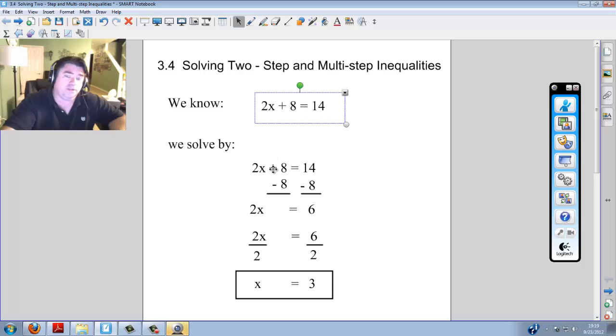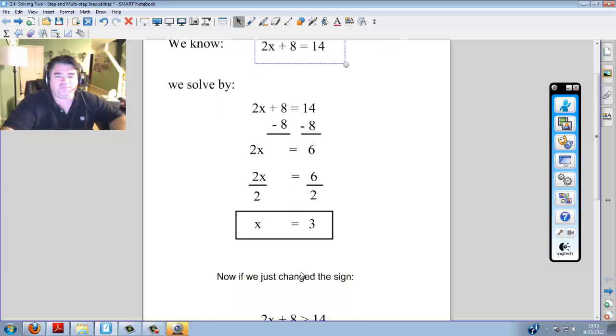If you remember, the first step instead of plus 8 is a minus 8. Well, minus 8 on one side, you got minus 8 on the other. Those cancel, leaving just 2x. And 14 minus 8 equals 6. Then instead of times 2, you divide by 2. Divide 2 on one side, divide 2 on the other. Notice how you have x equals 3.